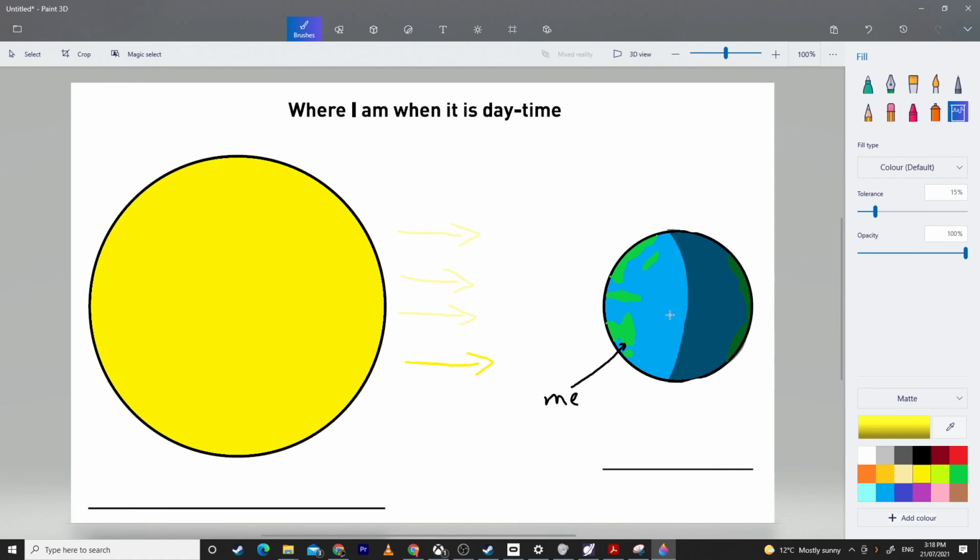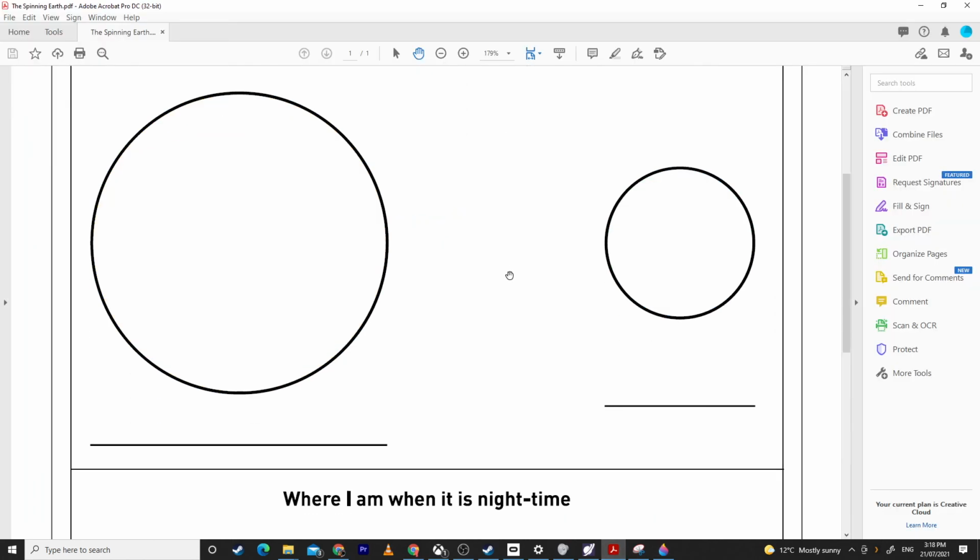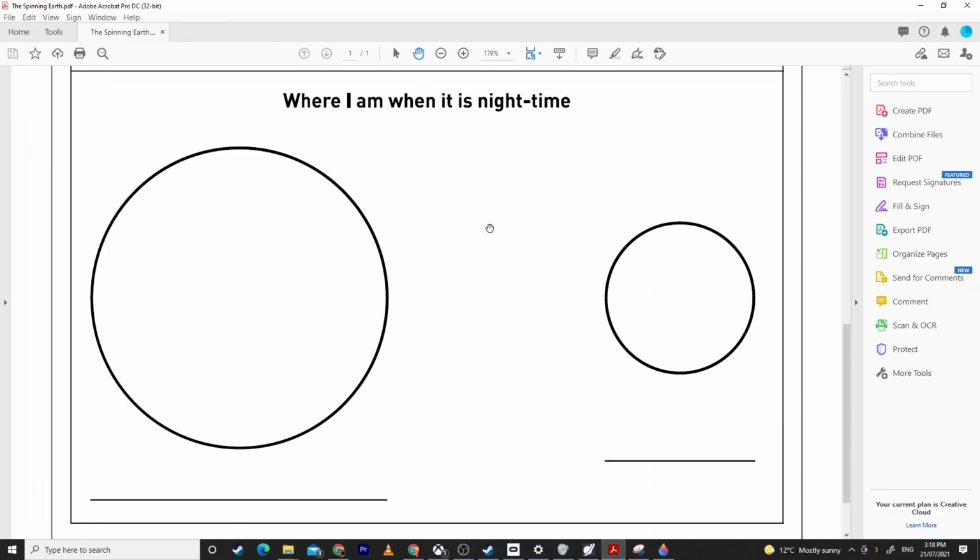Try and be as accurate as you can. Make your drawings. Remember, our science drawings are always careful. And once you've done that, give it a try for nighttime as well. I'll go down to the nighttime one. The nighttime one is just the same, except this time you label it where I am when it is nighttime. And this time, you are going to be on the dark side. So Australia's got to be on this side.